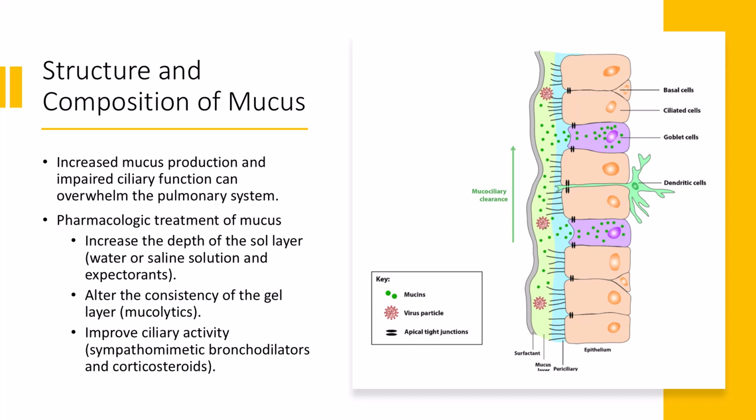We will be discussing the role mucolytics play when addressing issues attributed to an increase in the gel layer, which is the thicker, more viscous layer on top. We will also discuss medications which may improve the ciliary activity, which includes sympathomimetic bronchodilators and corticosteroids.